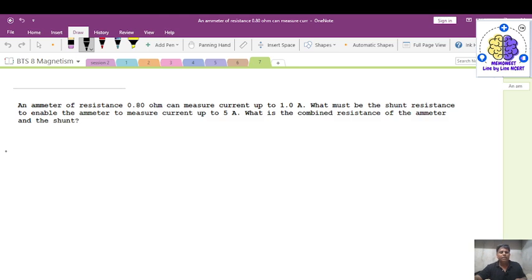Let's see one more numerical. It says an ammeter of resistance 0.8 ohm, so we'll take G equal to 0.8 ohm, can measure the current up to 1 ampere. It means this 1 ampere will give its full scale deflection. So we'll take Ig equal to 1 ampere because this 1 ampere is giving it a full deflection, right? So what must be the shunt resistance to enable the ammeter to measure a current of 5 ampere? We want its new range. The new range will be I equal to 5 amperes.